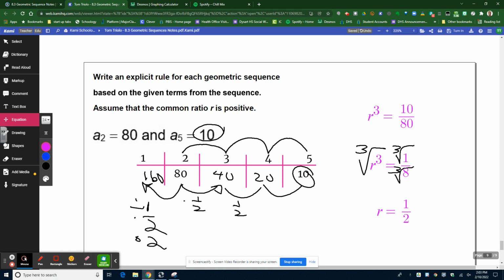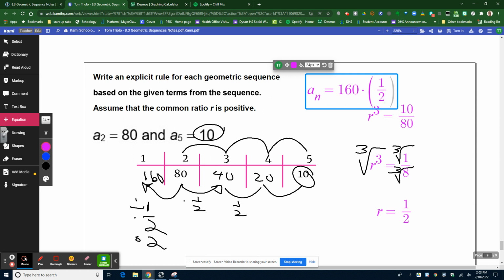Okay. So my function, in this case, I'm just going to put up here. We're given subscript notation. I'm going to use subscript notation. So a sub n equals 160 times my common ratio, which is a half. Those of you that want to use fractions, that's fine. To the power of n minus 1.